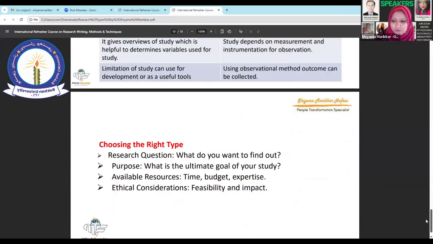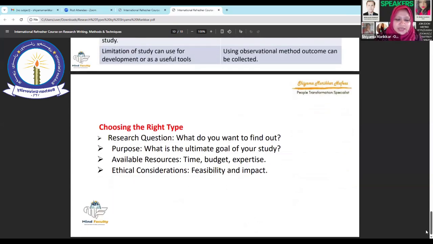Most importantly, to conclude, choosing the right type of research is important, because it defines your research question. It helps you with the research question: what do you want to find out? When you are doing the research, you should know what you want to find out. Or we say in another form, the research question should be clear, precise, and specific, right? And it should be very clear.